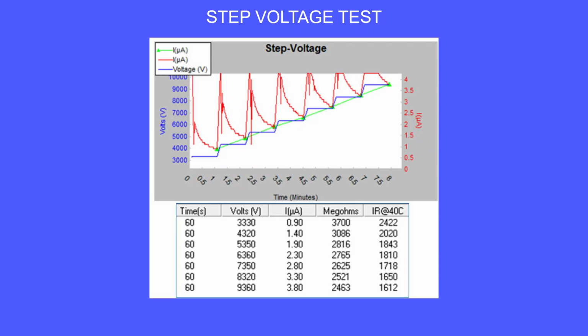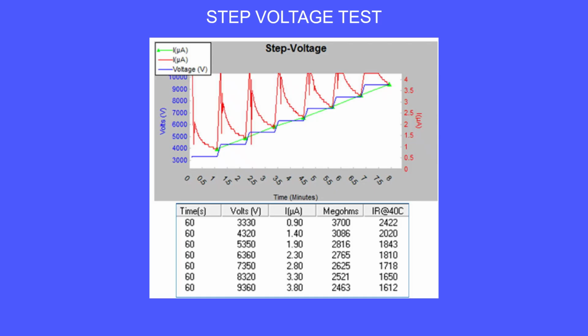These spikes in leakage current are the charging current and the additional polarization current that occurs with each step in voltage. Holding voltage each step for 60 seconds allows the charging current and polarization current time to decay, and we are left with the conductive current.